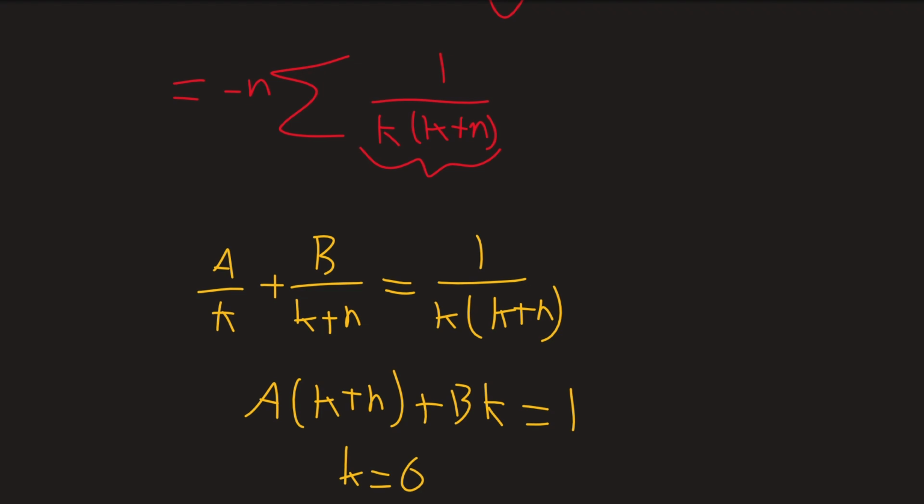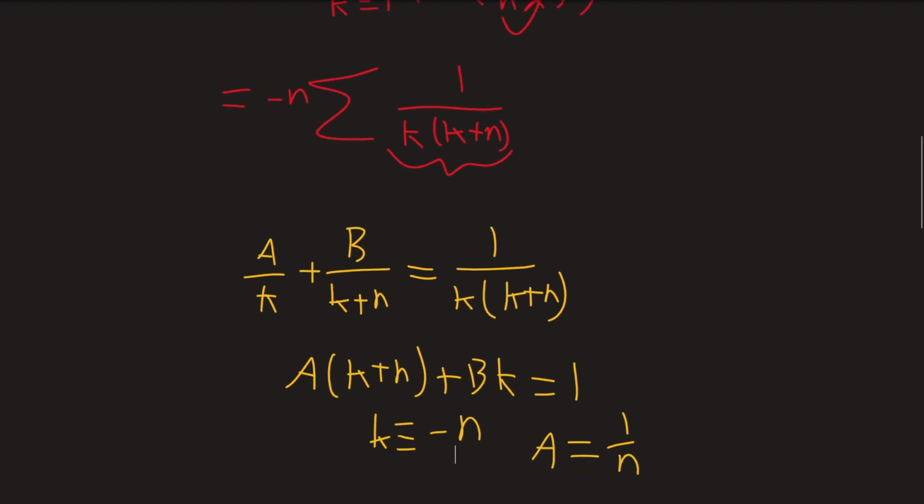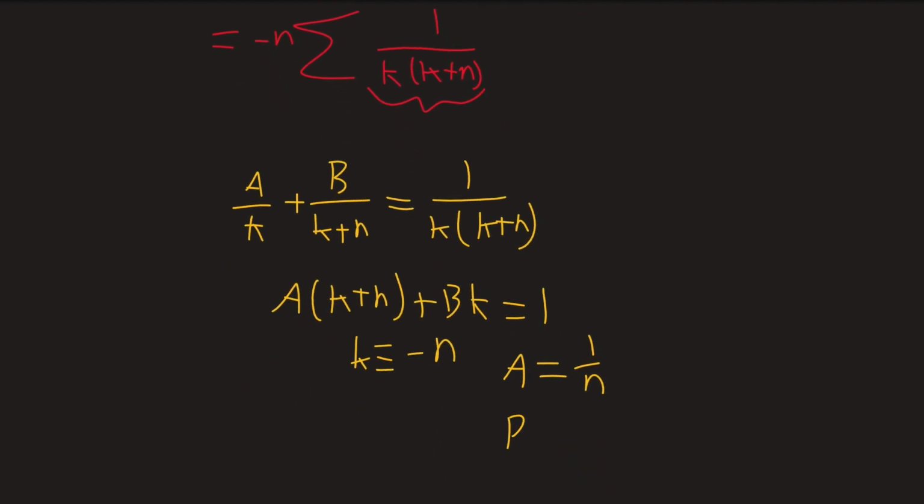If we let k equal 0, then what we find is that an, because that's going to be 0, an is equal to 1, meaning a is just 1 over n. And if we let k equal, say, negative n, what we find is that our b is just equal to negative 1 over n. And this is usually how partial fractions go, at least with the nice ones like this. You get a is one thing, and then b is the negative of that thing.